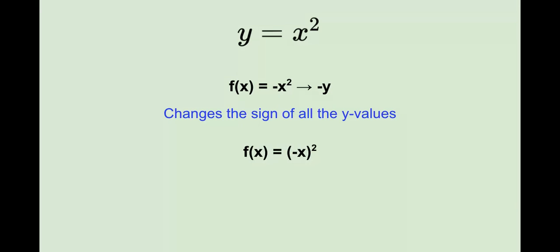All right, and then our last one, a negative times x inside the square. So I'm not affecting the y's directly. I'm affecting the x's before I do the substitution. And so now what's this negative going to do? It's going to change the sign of all the x values. Has to.